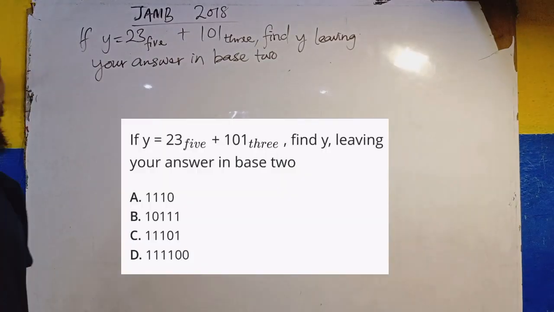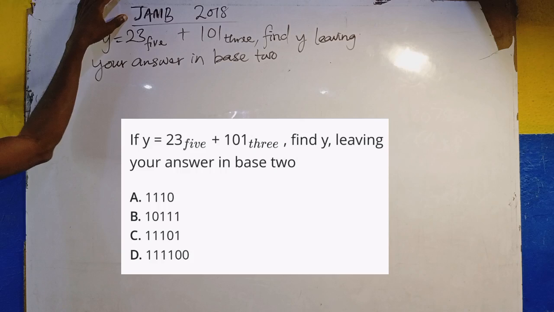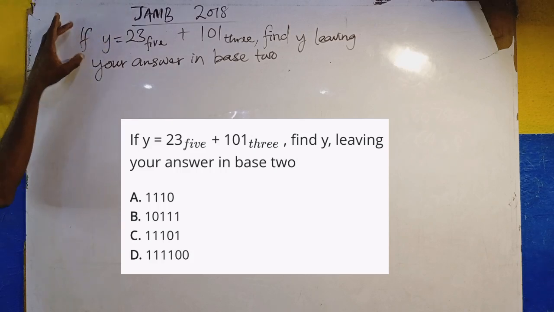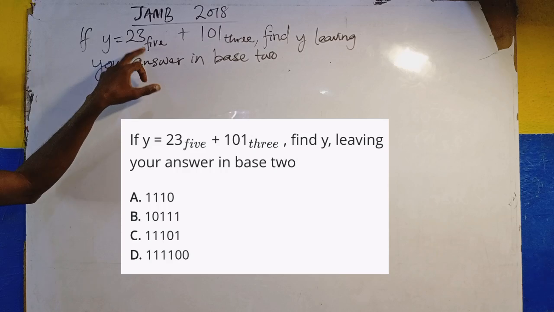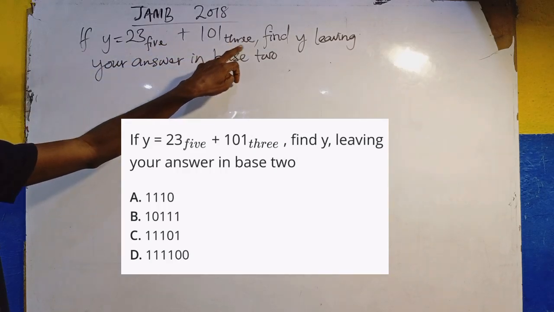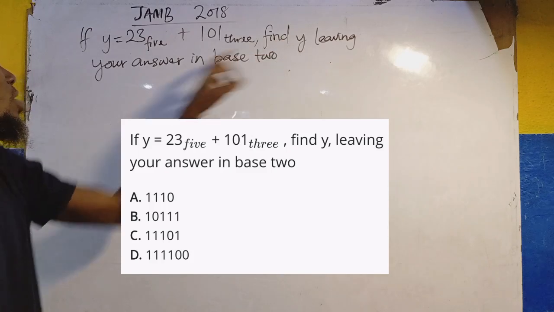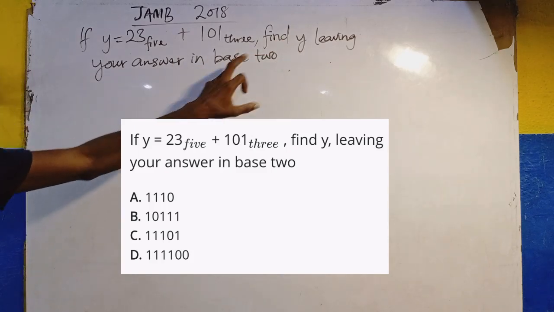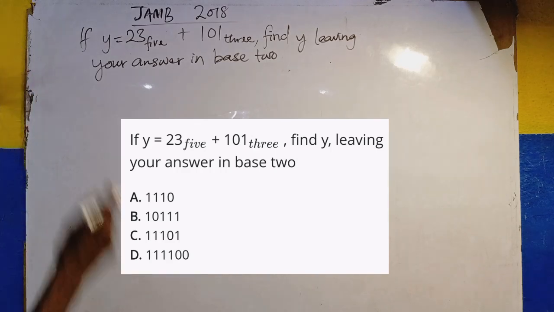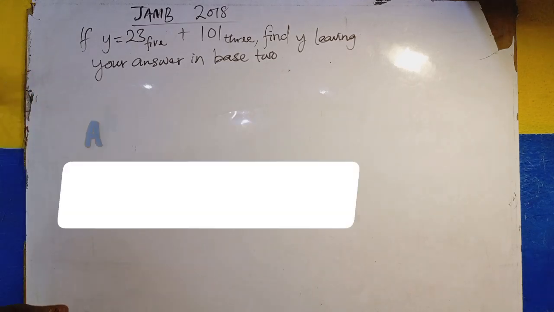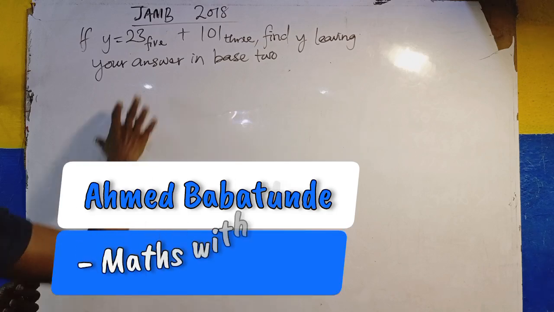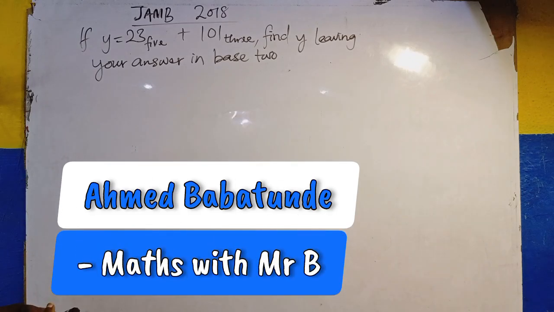So we are going to look at this JAMB question 2018. If y equals 23 in base 5 plus 101 in base 3, find y, leaving your answer in base 2. So let's see how we are going to solve this question. The first thing we are going to do here is to convert to base 10. Then from base 10, we now take it to our base 2.